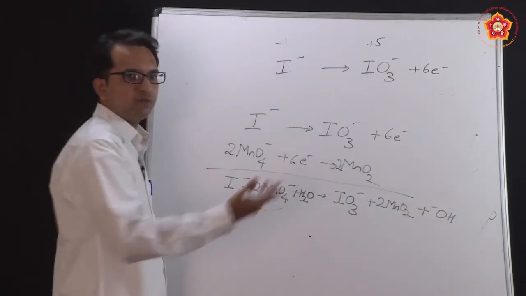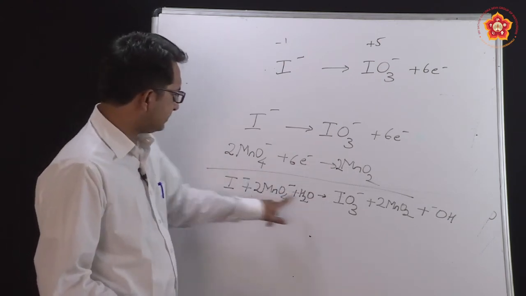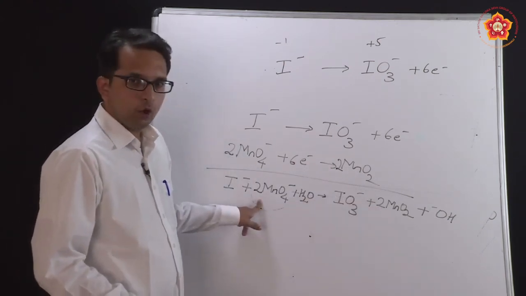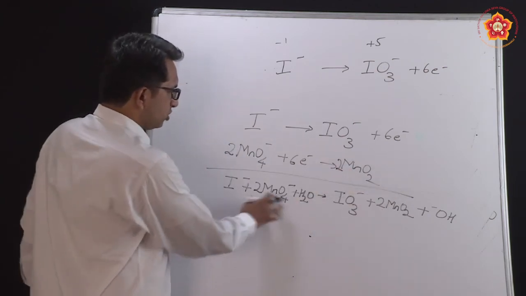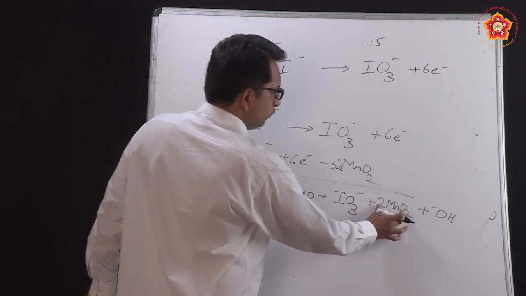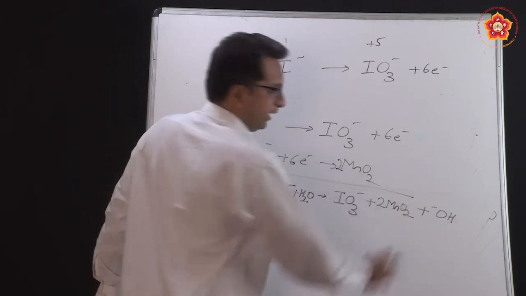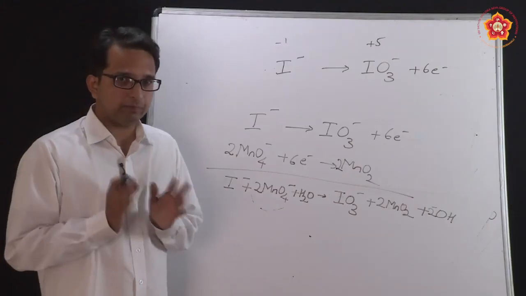Just count the number of atoms on either side now. Iodine, there is just one on either side. Manganese, there are two on either side. What about the hydrogen? Hydrogen, there are two here, whereas there it is one. Whereas oxygen, here it is 9, 8 plus 1, 9. Whereas here it is 4, 5, 6, 7 and 8. So once you see the overall balanced reaction, you are now going to see that they have balanced this aspect with 2 OH minus, which is present in this case. So this is how the oxidation by KMnO4 takes place in basic medium.